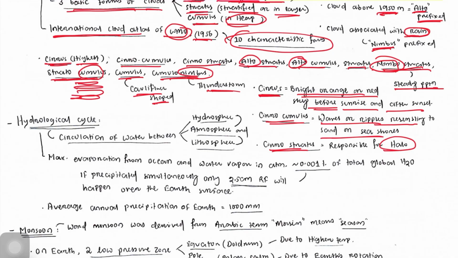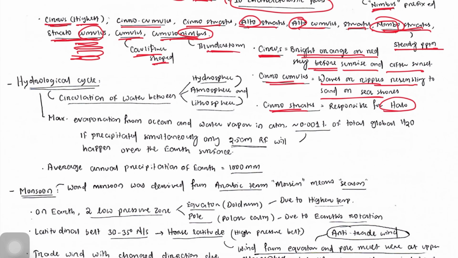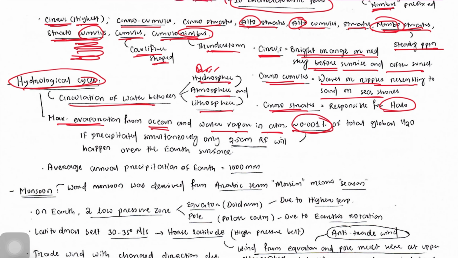Rainfall and cloud are all related to the hydrological cycle. Hydrological cycle means circulation of water between hydrosphere, atmosphere, lithosphere as well as biosphere. You cannot miss biosphere; that is also an important aspect of the different spheres of earth. Maximum evaporation happens from the ocean, and water vapor in the atmosphere is nearly 0.001% of total global water. Out of the total global water, the water vapor present in the atmosphere constitutes 0.001%.